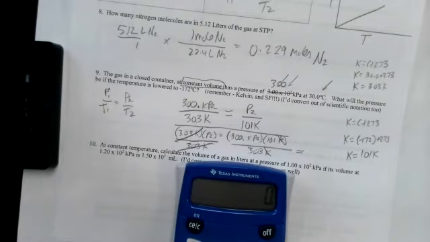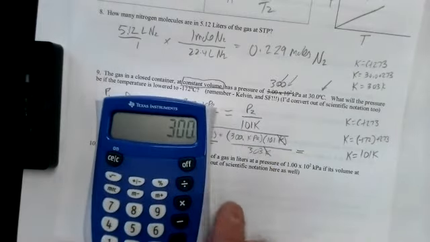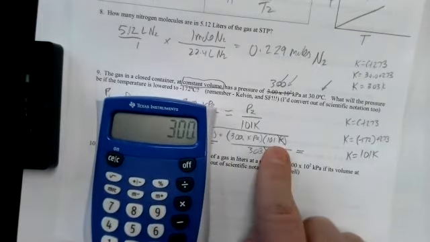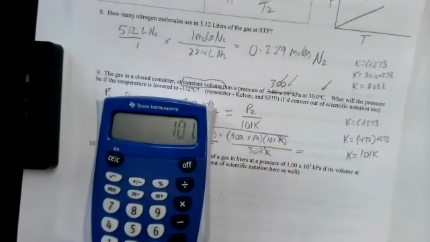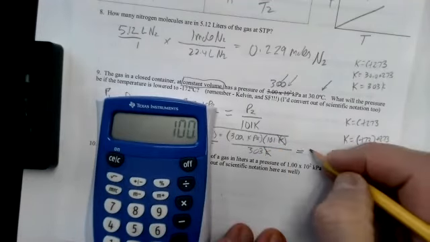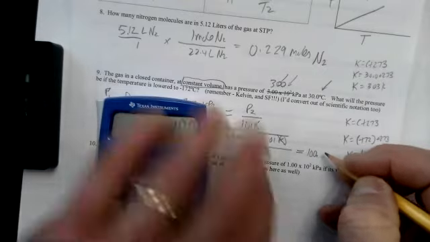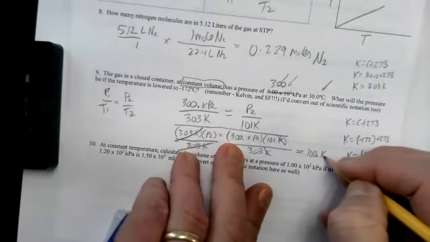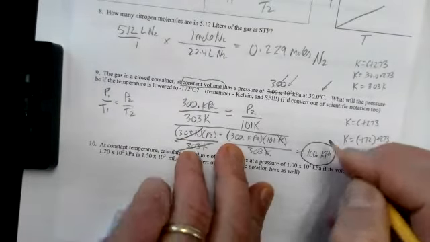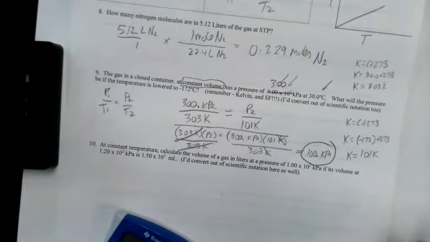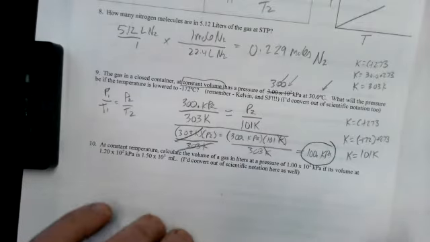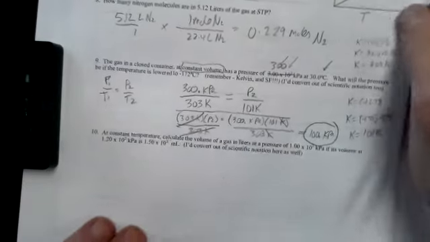So here's how we do the math. It's going to be 300. Can you see my calculator? 300 times 101 equals, divided by 303 equals 100. and it's pressure, so it's kPa. And that is the answer. No big deal. Last one.